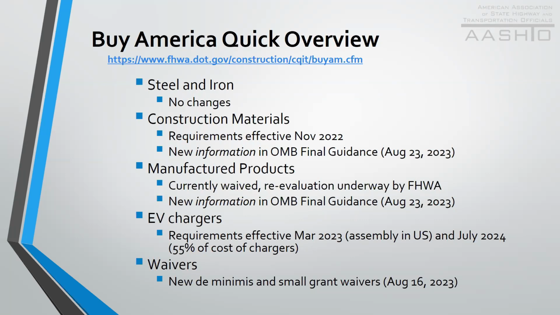Additionally, not too relevant to this group, but maybe down the road with future participants, EV charger requirements effective March 2023, assembly in US and July 2024, 55% of cost of chargers. And waivers, de minimis and small grant waivers, per August 16th, 2023.